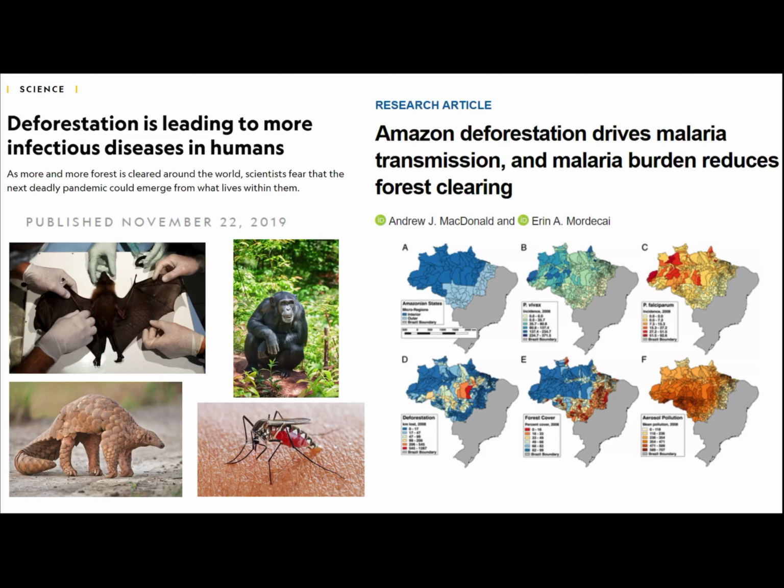The HIV virus came from likely bushmeat from chimpanzees. We have malaria. We have a lot of different diseases that have reservoirs that stay in these natural systems, and they only emerge when people start to enter these hyperdiverse systems and start to mess around. This example on the right is a paper that illustrates the relationship between deforestation and increased rates of malaria.